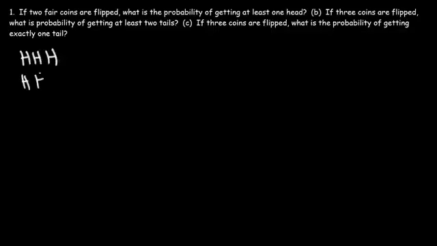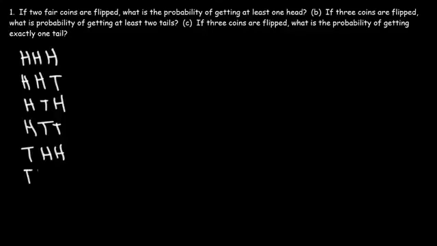So let's write what we had before. It could be HHH, HHT, HTH, HTT, THH, and so forth. So those are the 8 possible events or outcomes that can occur in this event.